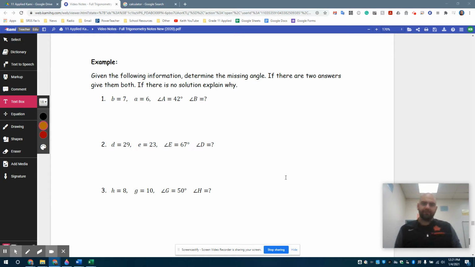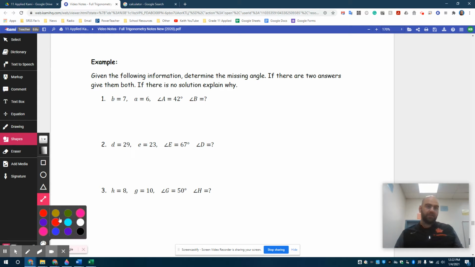So we're going to take a look at a few different examples and determine the angles, or if there are no angles for the given information. Now, with this one here, it's a little bit difficult to do on paper, or on the computer here, but we're going to do our best to try to draw it out as best as possible. So here we're given three pieces of information, and we're asked to find angle B. So we have little a, big A, and we have little b.